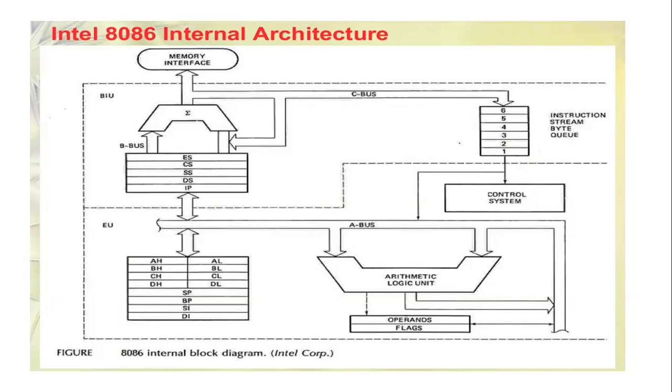Segment register. Bus interface unit has 4 segment registers. They are code segment CS, data segment DS, stack segment SS, extra segment ES. IP is nothing but your instruction pointer. Code segment. CS stands for code segment.